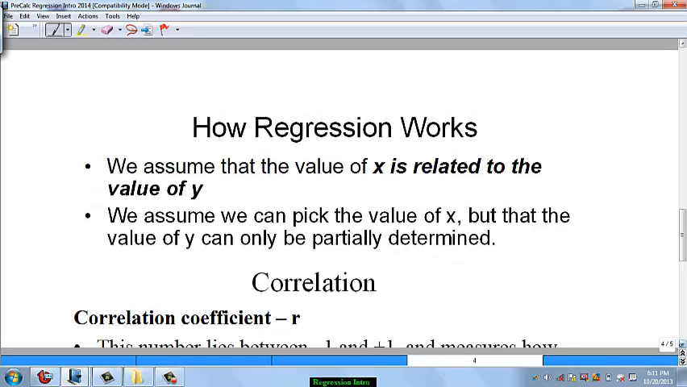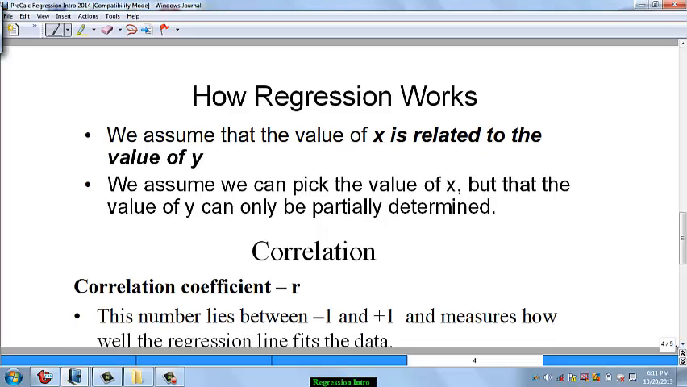I do want to give you a little background of how regression works. We assume that the value of an x is related to the value of y. We assume we can pick the value of x, but that the value of y can only be partially determined. Scientists use this a lot when they get all this data and they try to figure out is there a relationship between these two quantities.